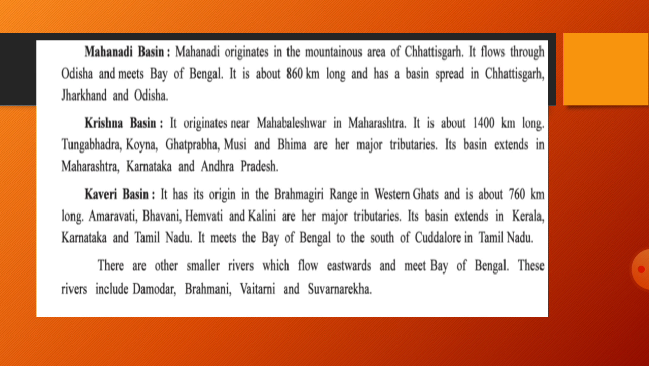The next is the Kaveri Basin. It originates from the Brahmagiri ranges in the Western Ghats, and it is about 760 kilometers long. Amravati, Bhavani, Hemavati and Kabini are its major tributaries. The basin is spread over Kerala, Karnataka and Tamil Nadu, and it meets the Bay of Bengal to the south of Cuddalore in Tamil Nadu.